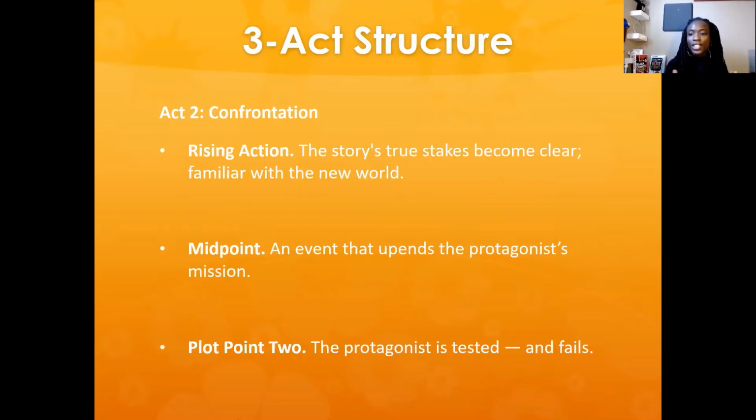Second act is going to be the middle of the story. Okay, so there has to be some confrontation, there has to be some conflict, right? The superhero can't just get superhero powers and not have a villain, right? They don't have anything they're fighting for or against, right? There has to be some sort of confrontation that the reader can identify and connect with. So there needs to be some rising action, right? The story's true stakes become clear. What is this superhero fighting for, right? And what's important? What are the values that are important to this superhero that they're fighting for?